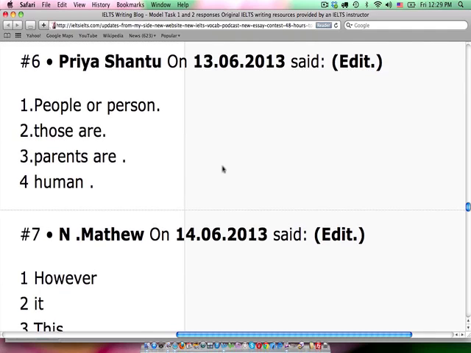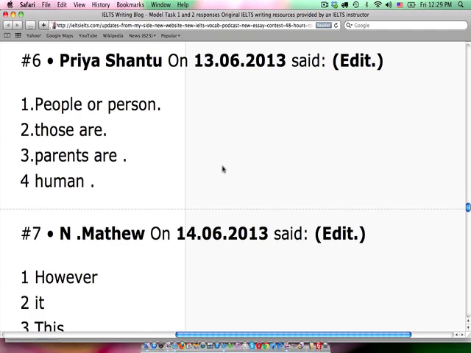Priya, Shantu, people or person, no, I'm sorry, that wouldn't work. Number 2, those are, no, because we have the verb catalyzes, so if you couple are and catalyzes, it wouldn't sound right.